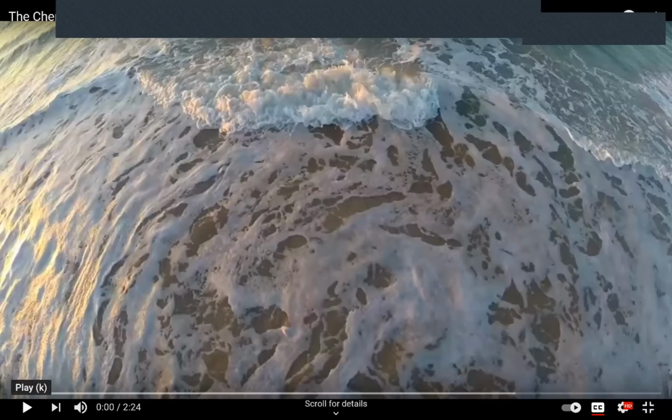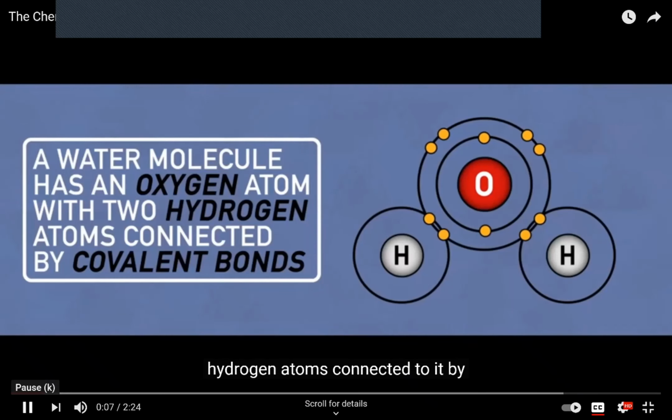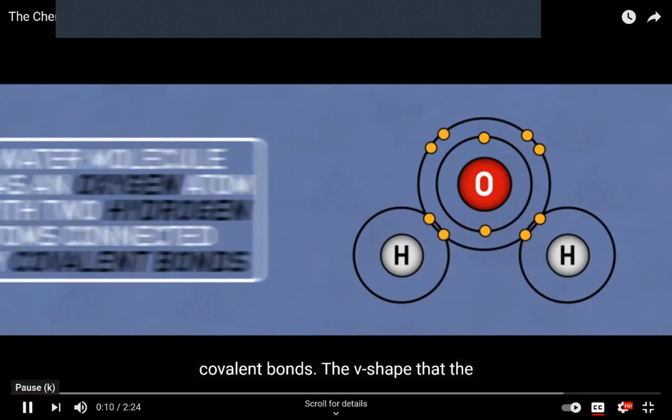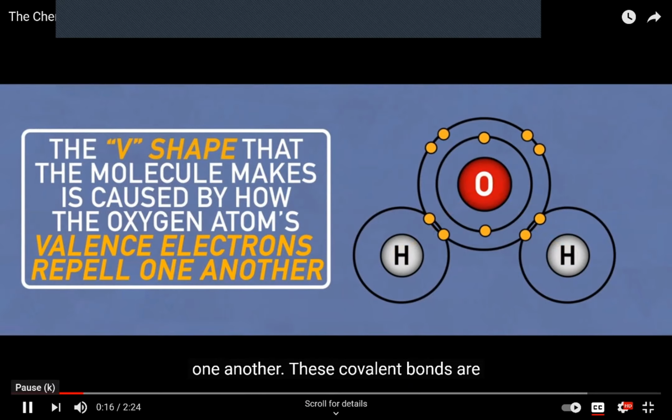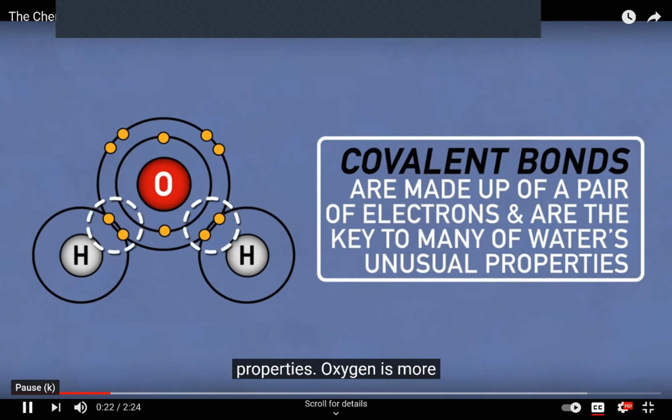Water is an interesting substance with a chemical makeup that gives it some unique physical properties. A water molecule has an oxygen atom with two hydrogen atoms connected to it by covalent bonds. The V shape that the molecule makes is caused by the way that the oxygen atom's valence electrons repel one another. These covalent bonds are made up of a pair of electrons and are the key to many of water's unusual properties.